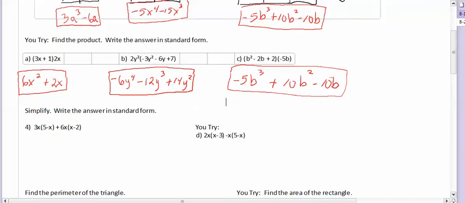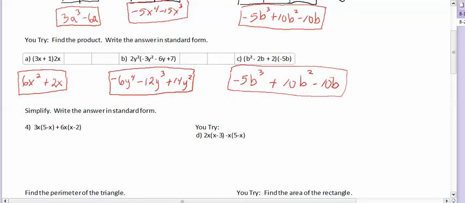Okay, so the answers to A was 6x squared plus 2x, to B, and B was negative 6y to the fourth minus 12y to the third plus 14y to the second. And the last one, letter C, was negative 5b to the third plus 10b to the second minus 10b. And I realize it's the same problem as number 3, so hopefully you tried that and got the right answer.